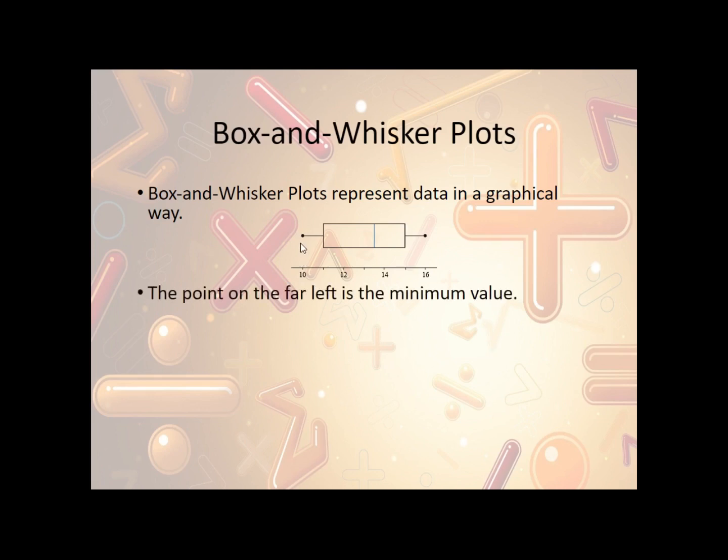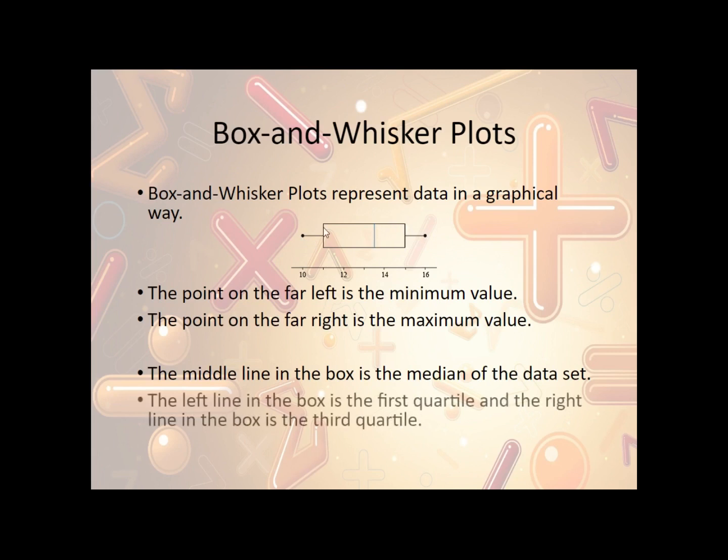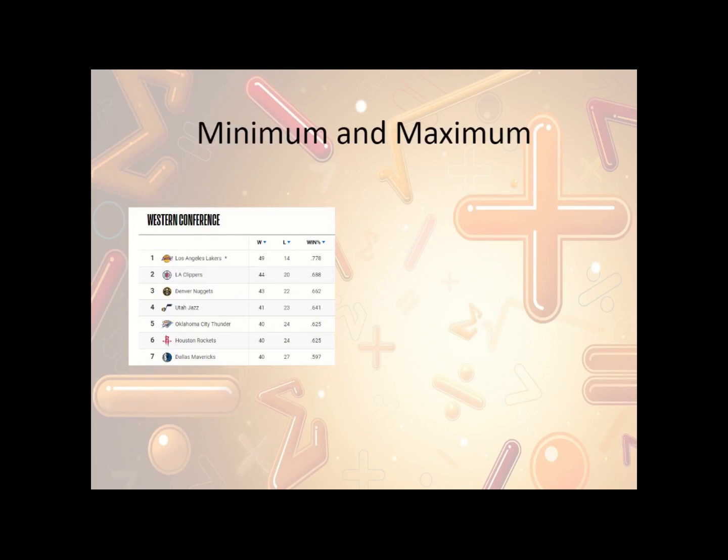The point on the far left, this one here, is the minimum value. So that is the bottom edge of the range. The point on the far right is the maximum value, or the largest number in the set. The line in the middle of the box is the median. And then the left side right here, we call that the first quartile, and we call this one the third quartile.